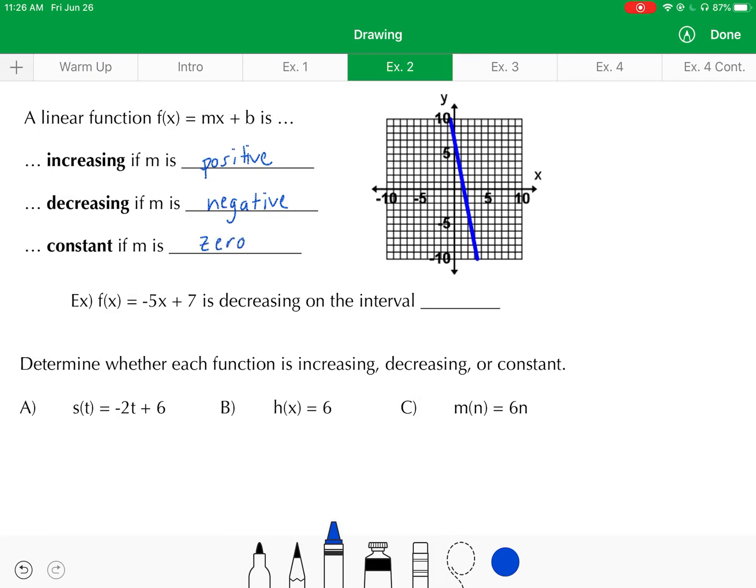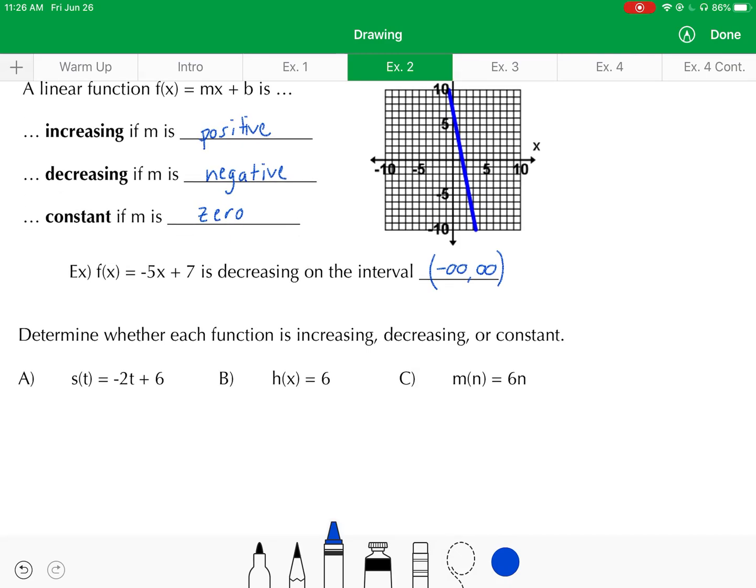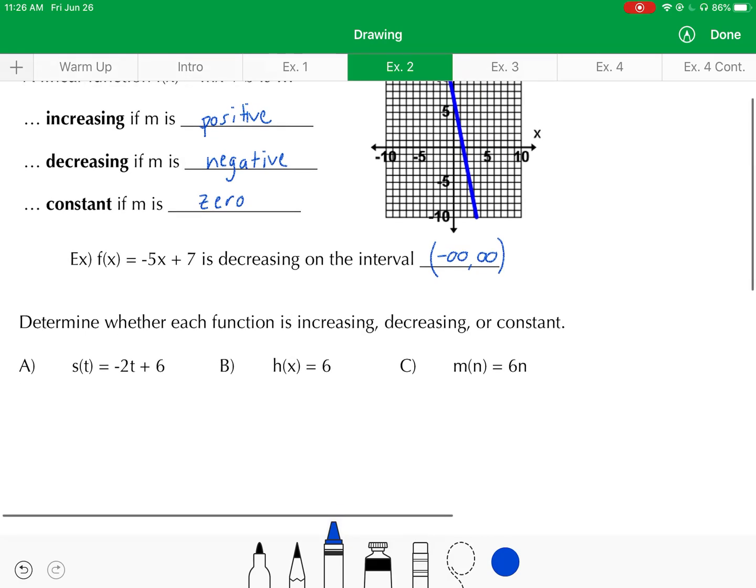So as an example, I have graphed over here f of x equals negative 5x plus 7. That line has a slope that is negative, which means the function is decreasing entirely on the interval from negative infinity to positive infinity. All right. Based off this, let's determine whether the functions below are all increasing, decreasing, or constant.